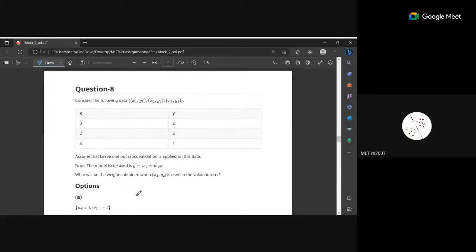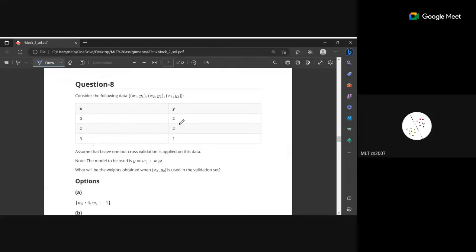Okay, again in this case, you have to fit the model W0 plus W1X, right? Again, one-dimensional data points, and these are the corresponding labels. You are using cross-validation, and the validation set is X2. So this is your X1, this is your X2, this is your X3. You are validating over X2, so you are training your model on X1 and X3, right?